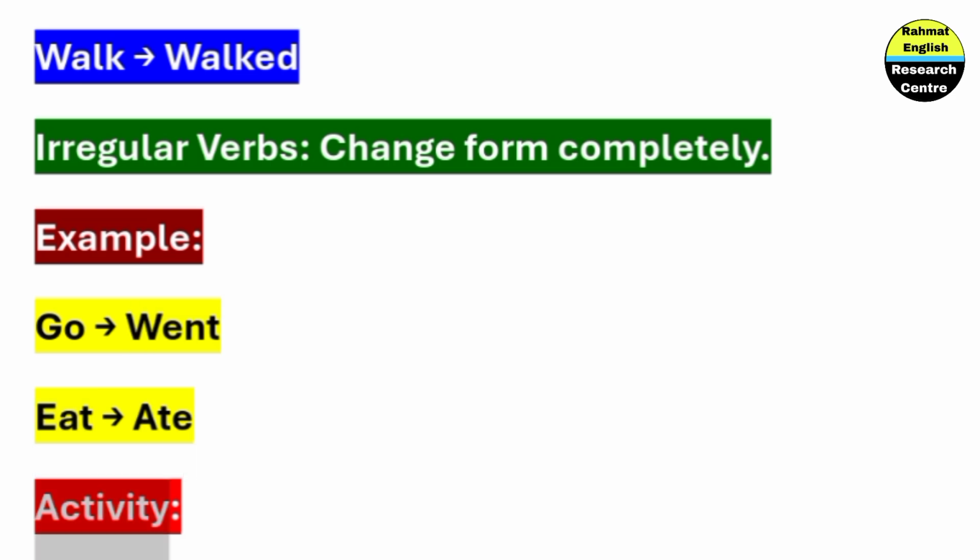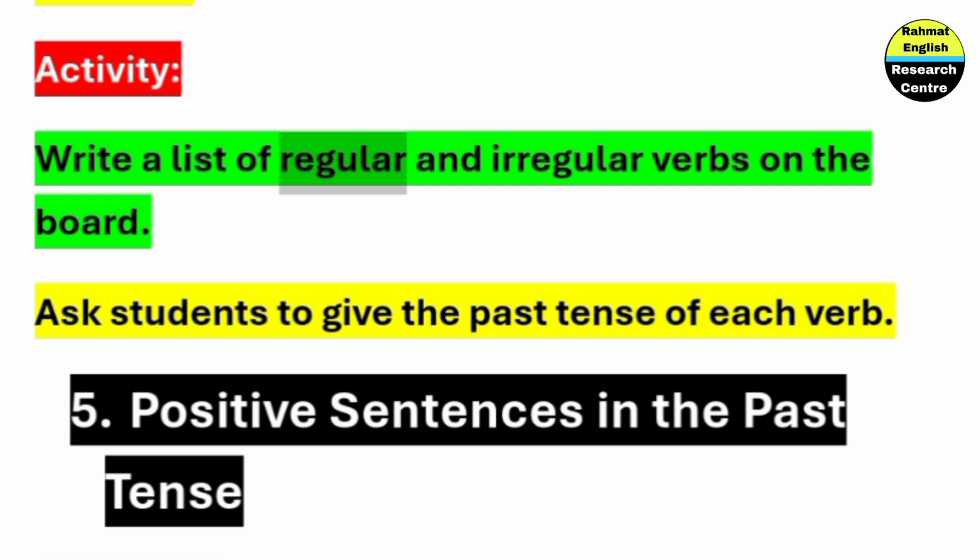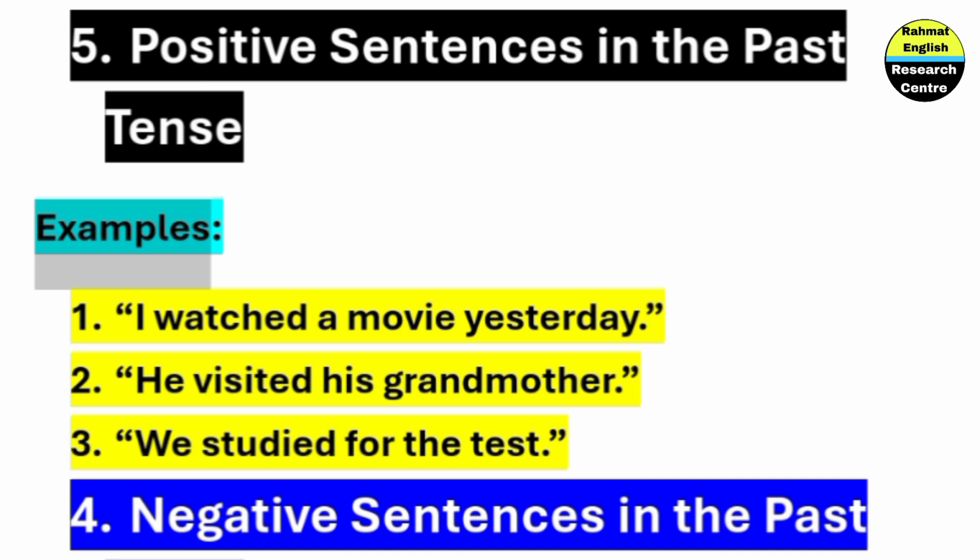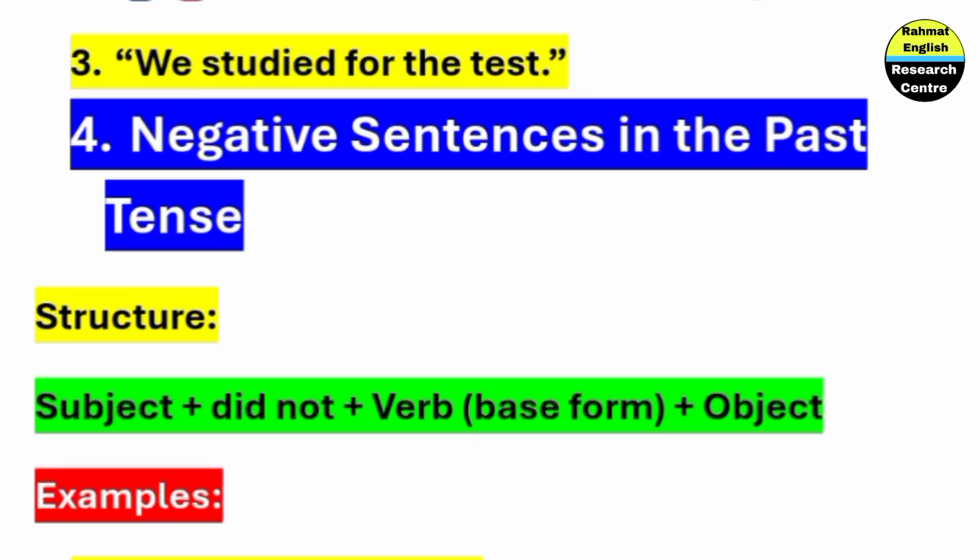Activity. Write a list of regular and irregular verbs on the board. Ask students to give the past tense of each verb. Positive sentences in the past tense. Examples. I watched a movie yesterday. He visited his grandmother. We studied for the test.